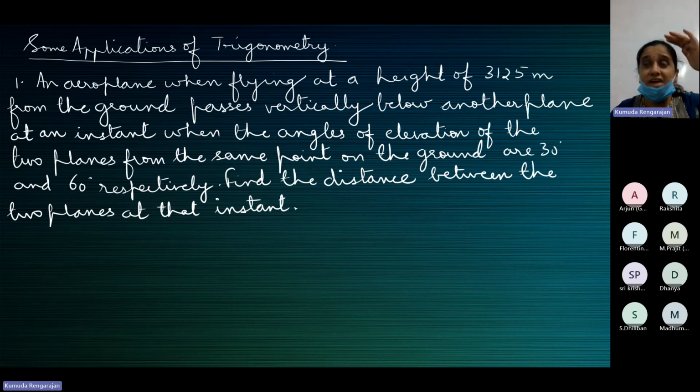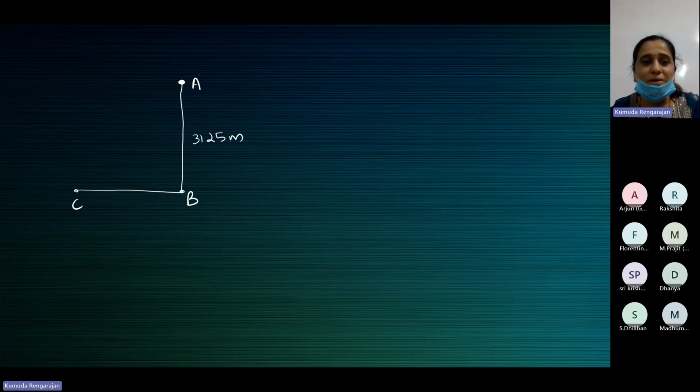This aeroplane passes vertically below another plane. The height of this plane above the ground is 3125 meters. At a particular instant, this plane passes below another one. That means there is something above it. So that means the other plane is above it. This is the first plane, and this is the second plane.